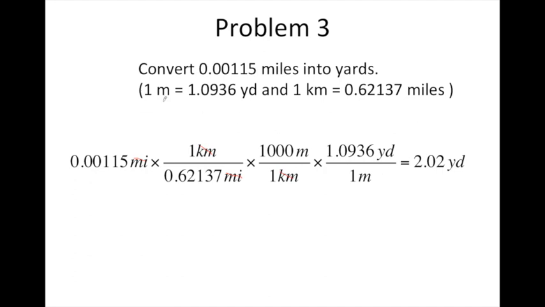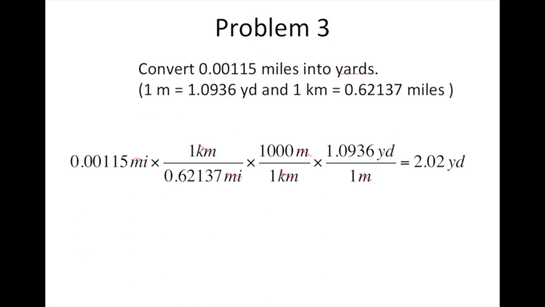Now I have a relationship here, which I can write as a conversion factor. 1 meter equals 1.0936 yards. So my meters I want to put on the bottom because that's what I'm trying to get rid of, and I want to end up in yards because that's what the question asks. So I would set it up like this. I would multiply everything that's on top and then divide by the product of everything that's on the bottom.